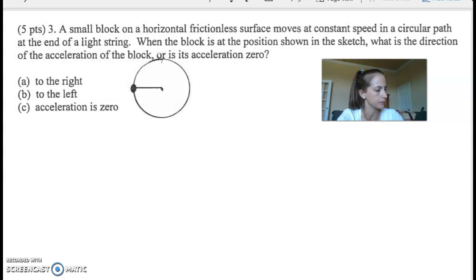Where's my pen? I do want to add notes. Add a lot of notes.